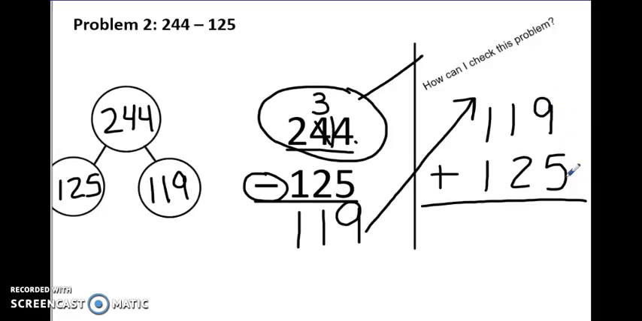Now I'm going to add to see if I did my subtraction correctly. So 9 plus 5 gives me 14. I'm going to place a 4 in the ones column, and I'll place my new 10 in the tens column. Now add up our tens. We have 1 plus 2, which is 3, 3 plus 1, which is 4. And then 1 plus 1 is 2. So now I check to see if 244 matches up here, and it does. Here's a 2, 4, 4. So I did this problem correctly, and I checked it using addition.